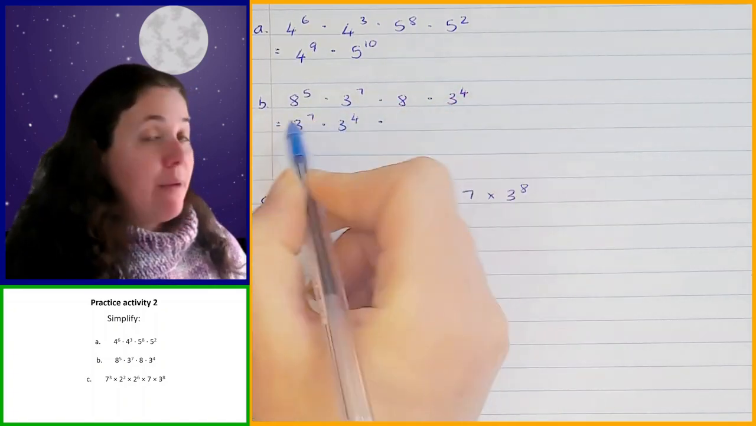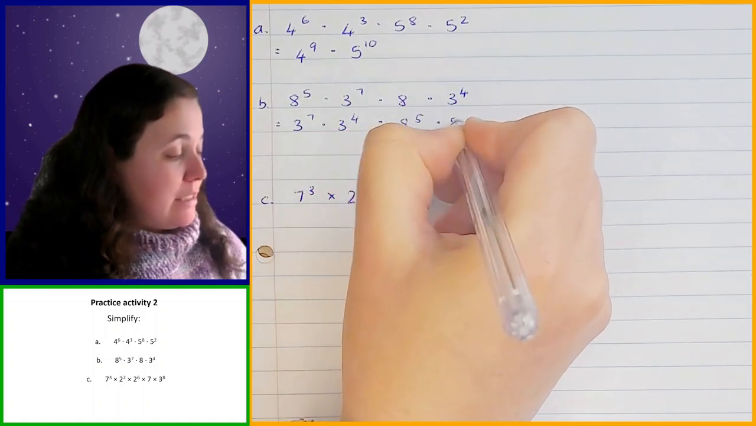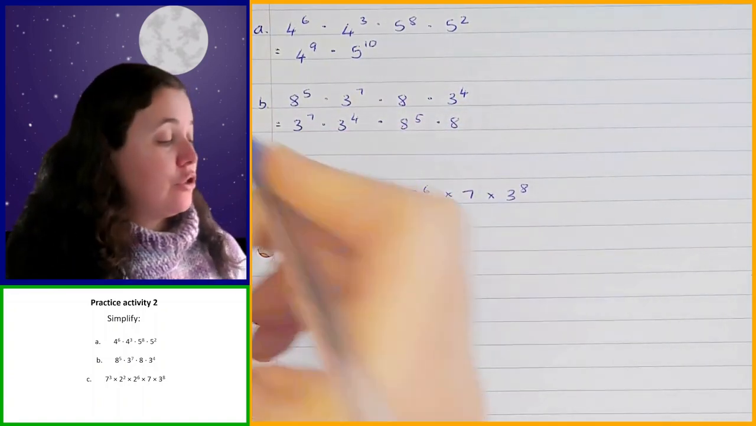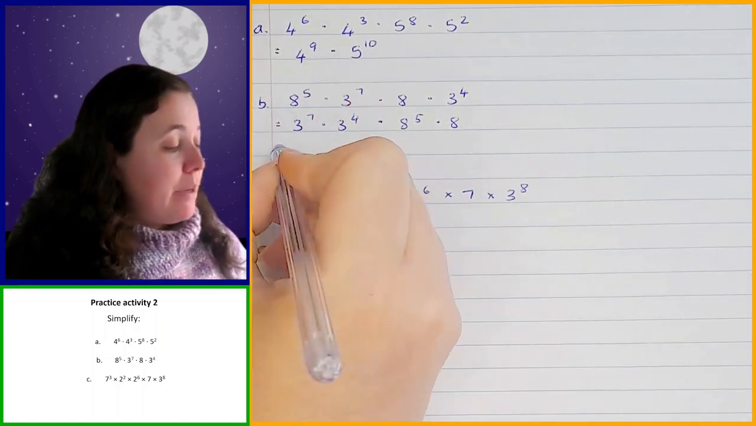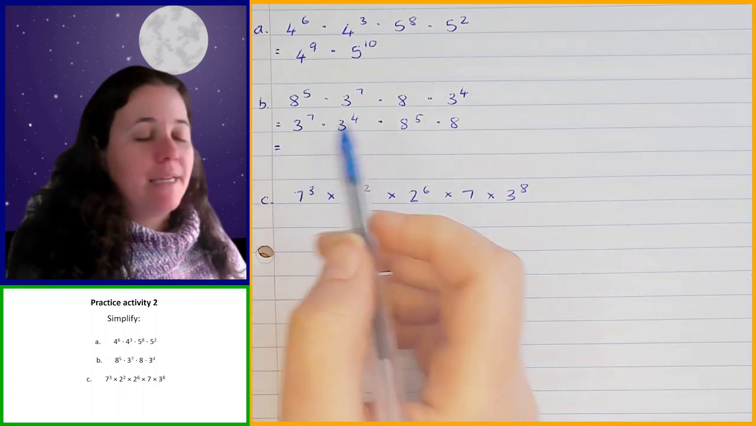And then I'm going to put my bigger bases. So I've got times 8 to the power of 5 times 8. Okay, now obviously you didn't necessarily know to do that, and that's fine. But in future, it's a good idea to do that. It's just kind of good manners in maths.